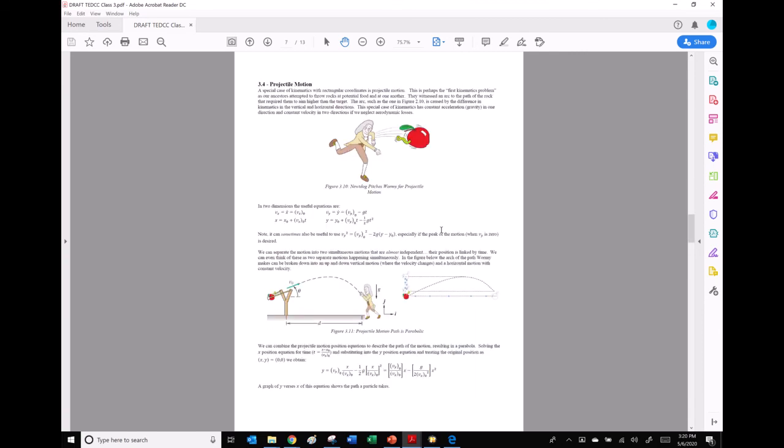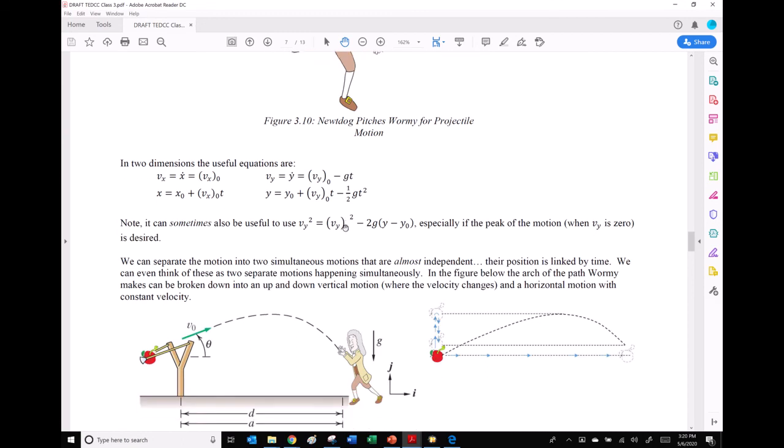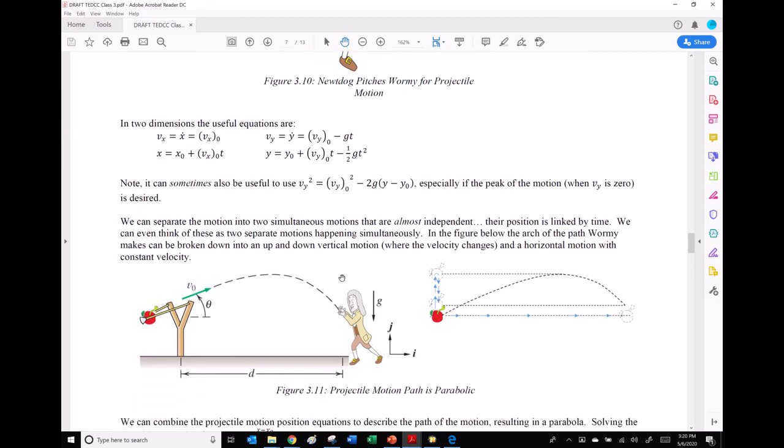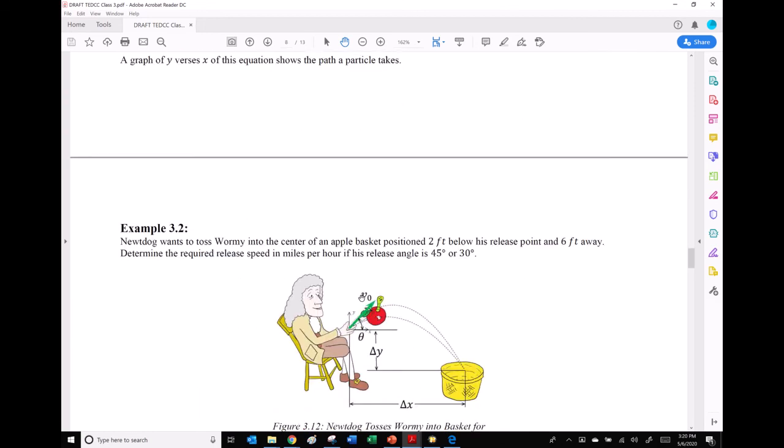And here's my projectile motion problems. Here's my new version of Newt Dog. I drew him to make it look a little slicker, although I don't really like the way that looks. I think they were able to make it look better in the print right here.